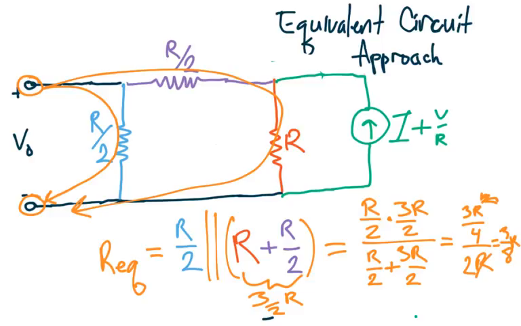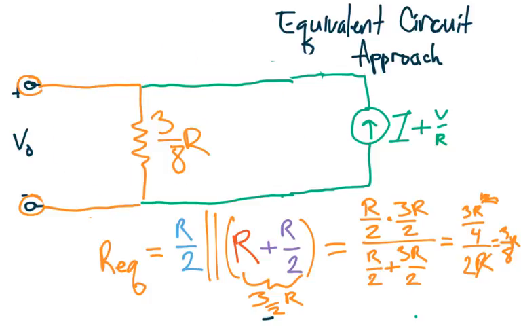So our equivalent circuit, we can redraw this now. It's going to have one resistor between these terminals, and it's going to be 3/8 R. And we have that in parallel with our current source of I plus V over R, and there's our equivalent circuit.